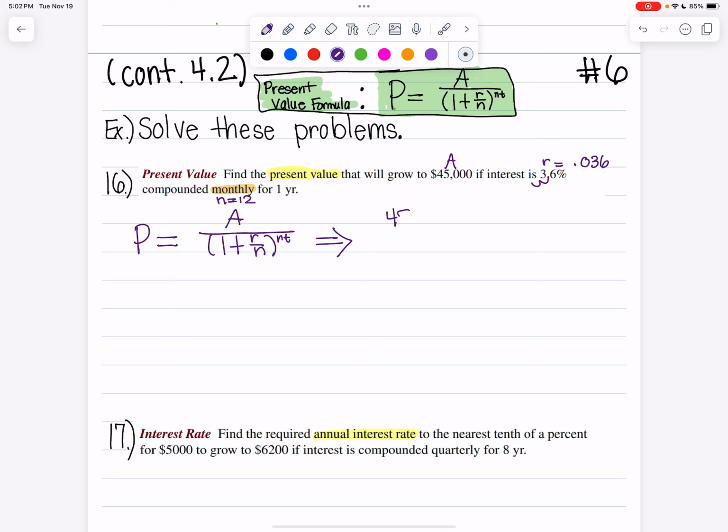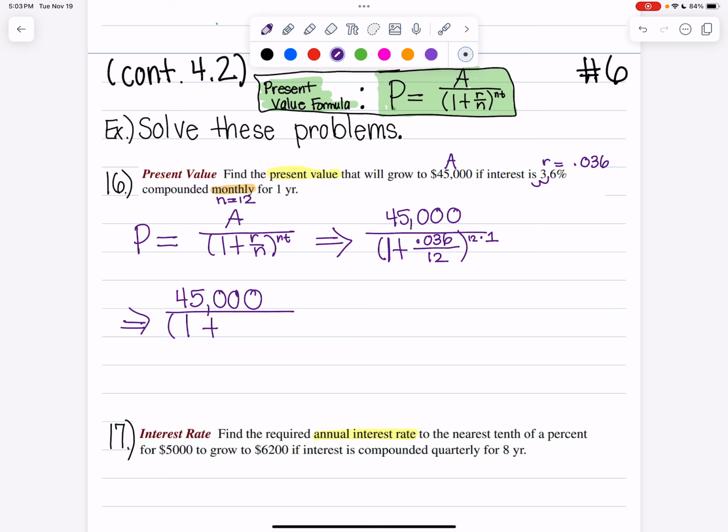We got 45,000, right? We got that on top over 1 plus r, which is 0.036, all that over n. What is n? As we said, 12. All of that raised to the n, which is 12 times 1. Right? 12 times 1. Right? Next thing, we got 45,000, all of that. Then we have, in parentheses, 1 plus, you all right here, you can divide that out in the calculator.